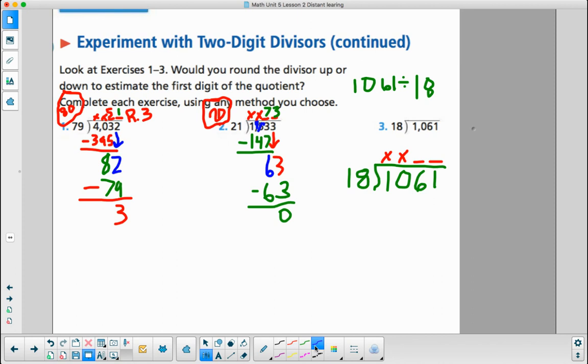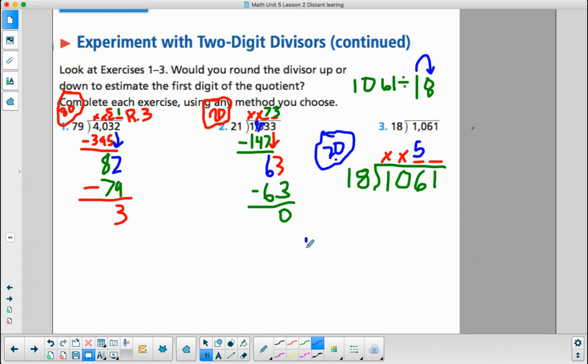All right. Now, I don't know how many 18s are in 106, so I'm going to round 18 to the nearest ten. 8 is more than halfway. 5 is halfway, so definitely going to round up 1 to 2. 18 is closer to 20 than 10. So I'm going to round it to 20. Now I'm going to just use the 2. How many 2s in 1? No. How many 2s in 10? There's 5. So there's probably 5 20s in 106. So there's probably about 5 18s.